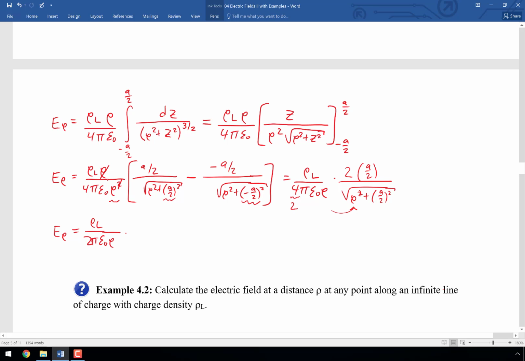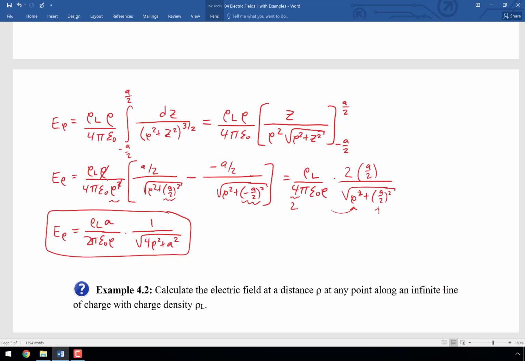Then that's going to be multiplied by a, I'll go ahead and put the a right here, multiplied by 1 over the square root of, and when I bring 2 in under the square root, it becomes a 4. This becomes 4 rho squared plus, and then the 4 cancels with this 2 right here, and this becomes 4 rho squared plus a squared. And so this is what I believe is the final answer for the electric field that is a distance of rho away from the perpendicular bisector of a line that is of length a and has a charge density of rho sub L.